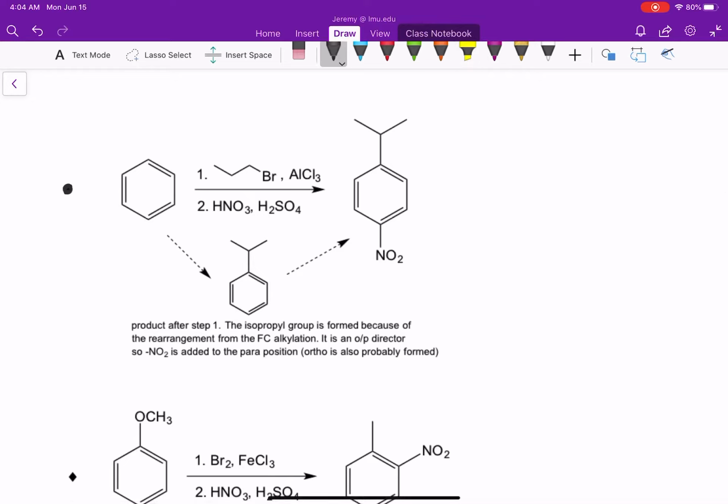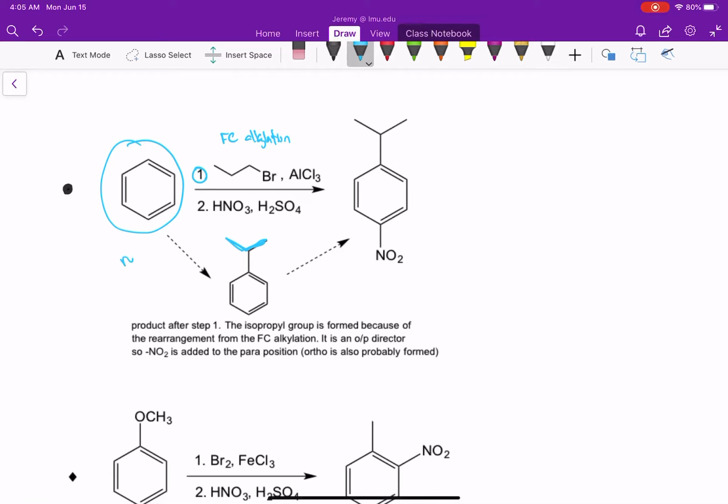Again, we start with benzene. Our first reaction, we're adding bromopropane, AlCl3. So this is a Friedel-Crafts alkylation reaction. Because we're starting with benzene, we can add that anywhere. So we do our Friedel-Crafts alkylation, right? We add our 3 carbons.